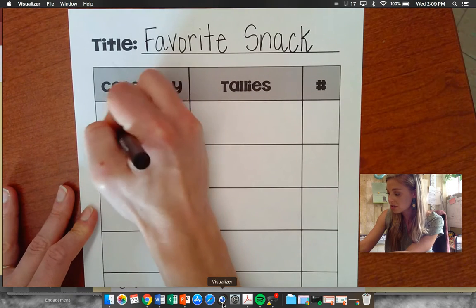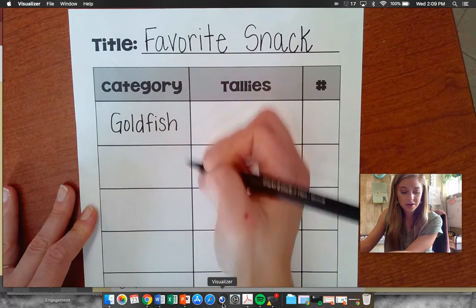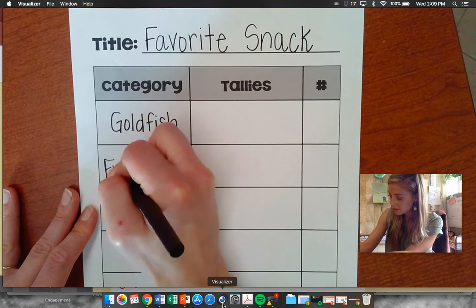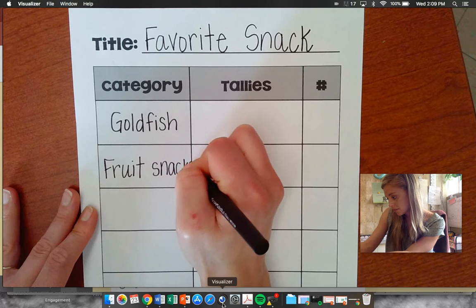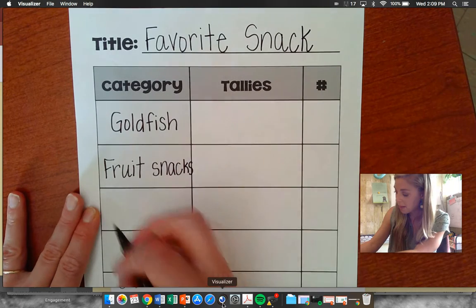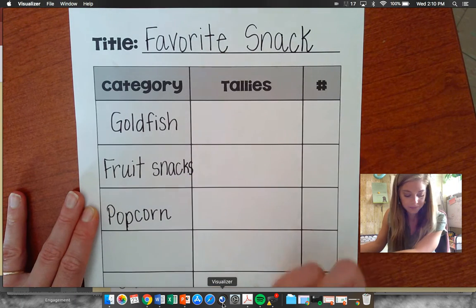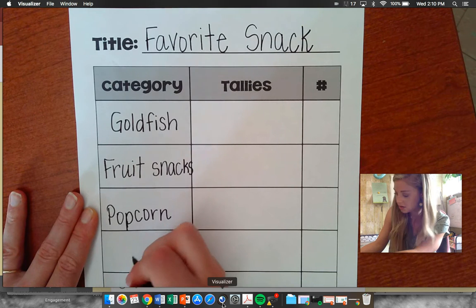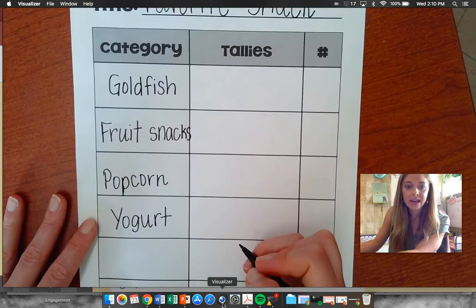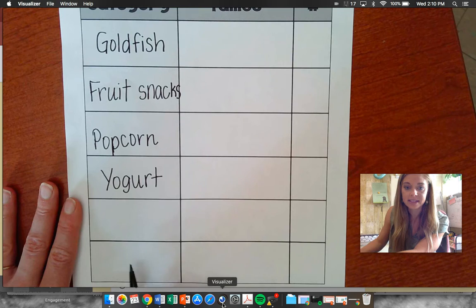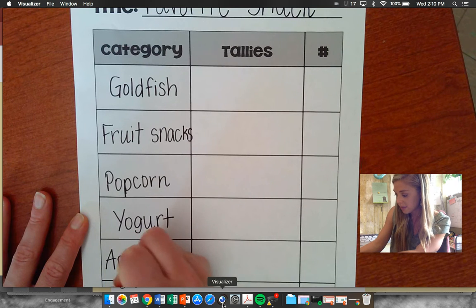So we had goldfish, we had fruit snacks, we had popcorn, yogurt, and applesauce. So we're gonna just leave one box blank. We don't have to fill in all of it, but I'm just gonna put applesauce at the next box.